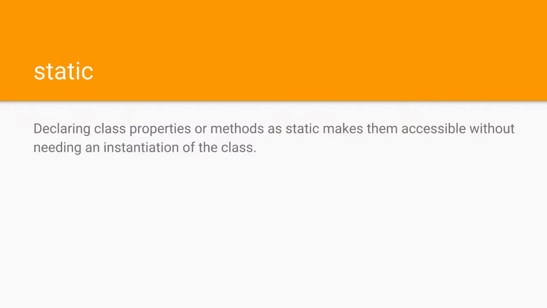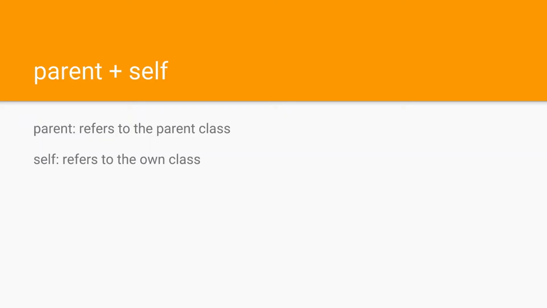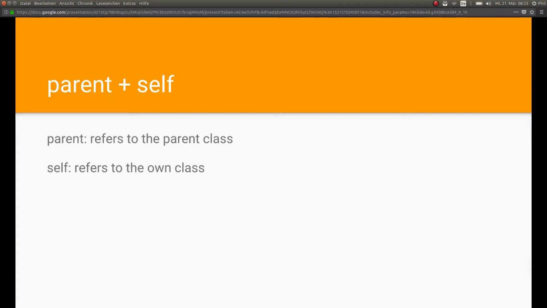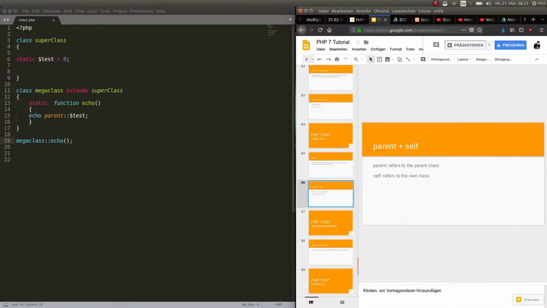Just for you to know, declaring class properties or methods as static makes them accessible without needing an instantiation of the class. That is one of the reasons why you can use static operators. And then you can separate between parent and self. We can refer to a parent class or to the own class. Okay, let's dive right into it. As always, here we go.